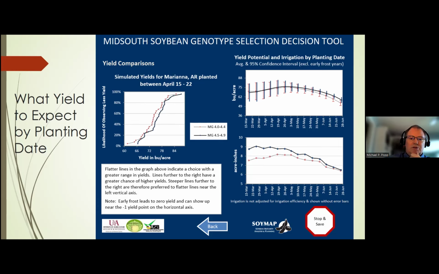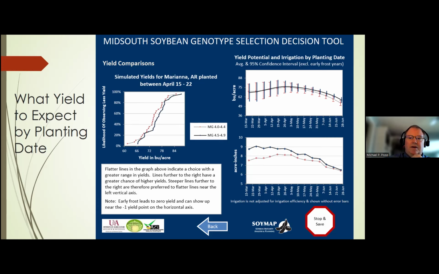What's nice about this tool also is that it gives you how much irrigation you need to put on. I know that's more of a thing for Arkansas and further south, where we're irrigating a bunch more compared to the Midwest. But the irrigation cost obviously probably impacts your decision as well. And again, that's impacted by planting date.